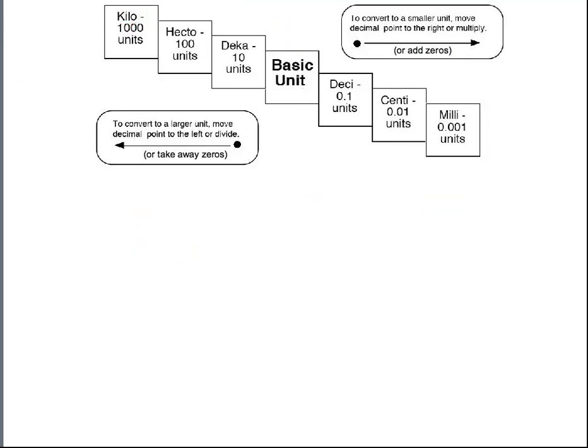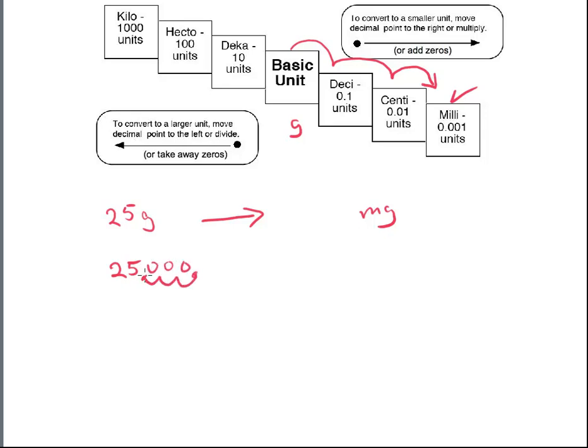If we started, let's say, with a different number, let me clear this and give you a different example. Let's say, for instance, we had 25 grams, and we wanted to know how many milligrams. So we're going to go 1, 2, 3 spaces to the right. So we're changing 25 grams into milligrams. And looking at the ladder, we take our decimal point and we move it 1, 2, 3 spaces to the right. And that's our answer.